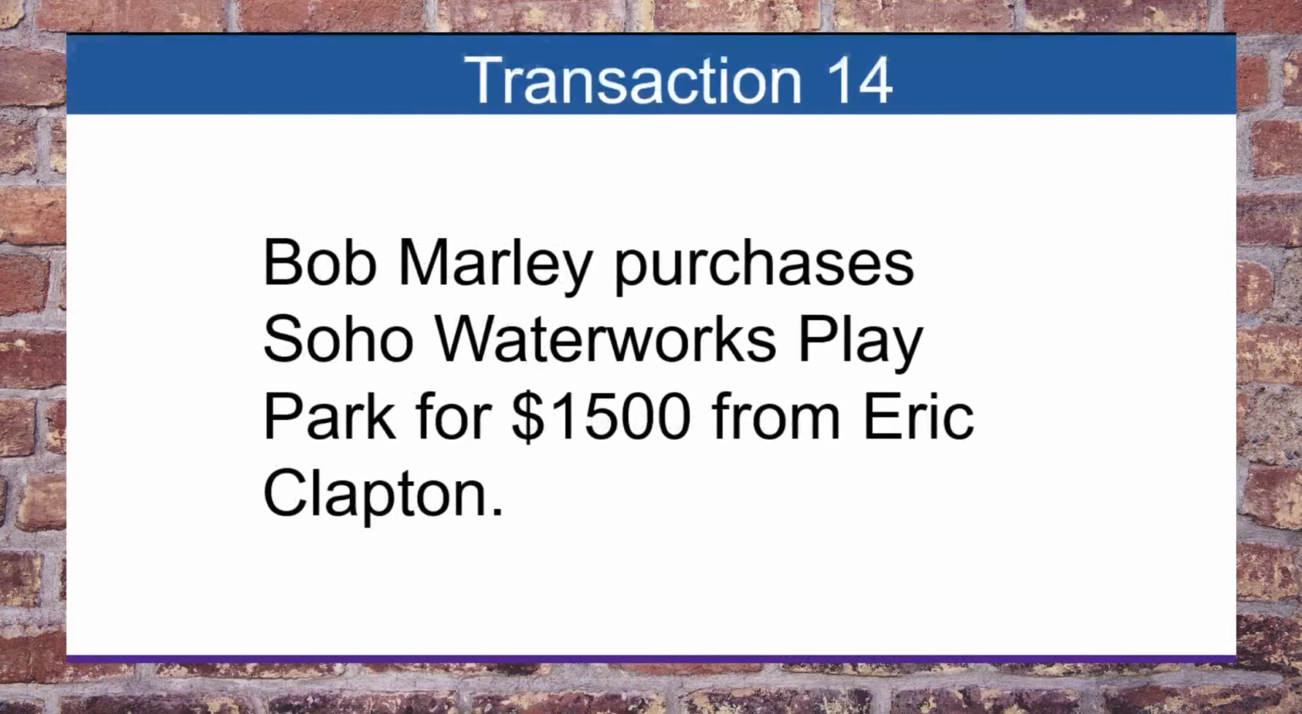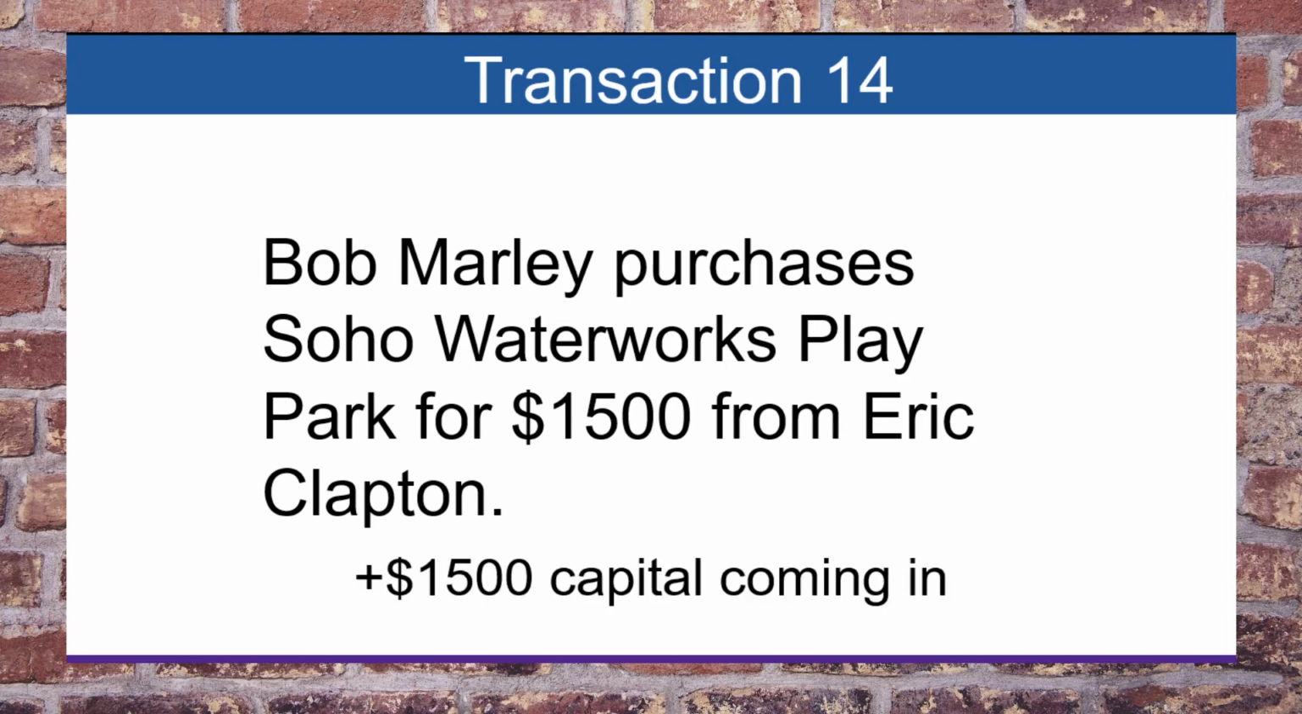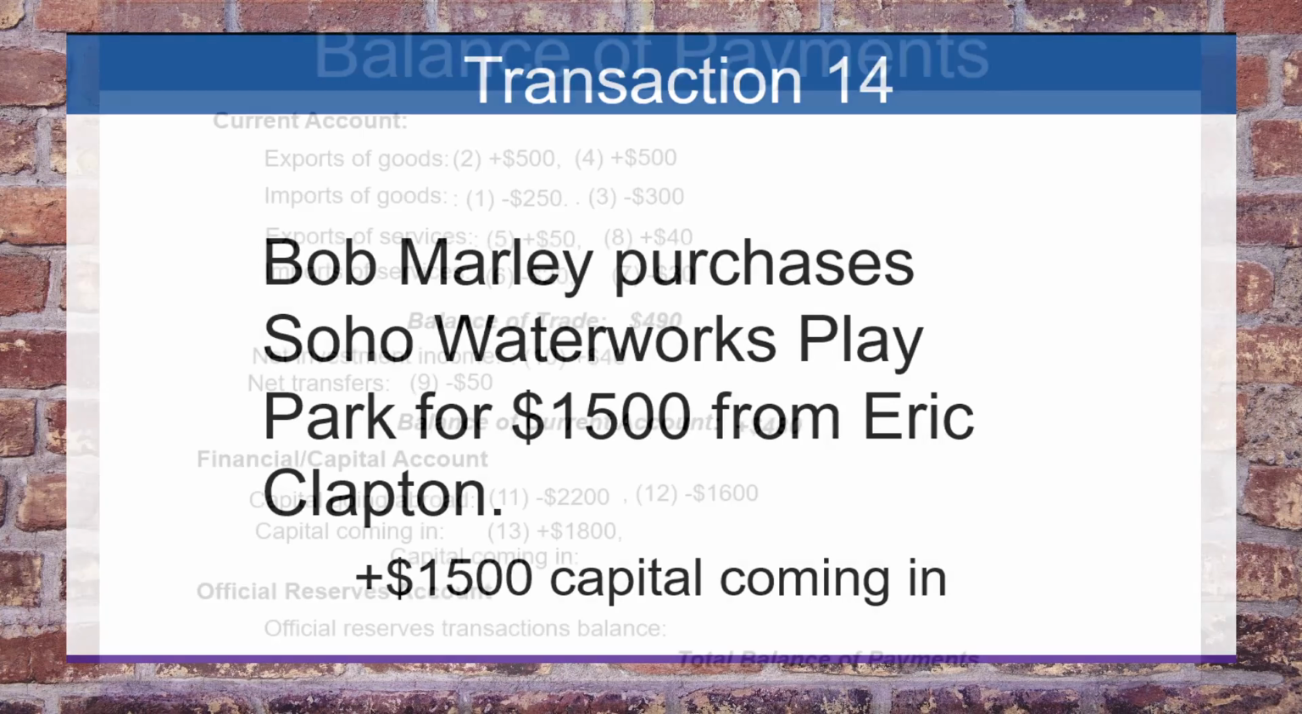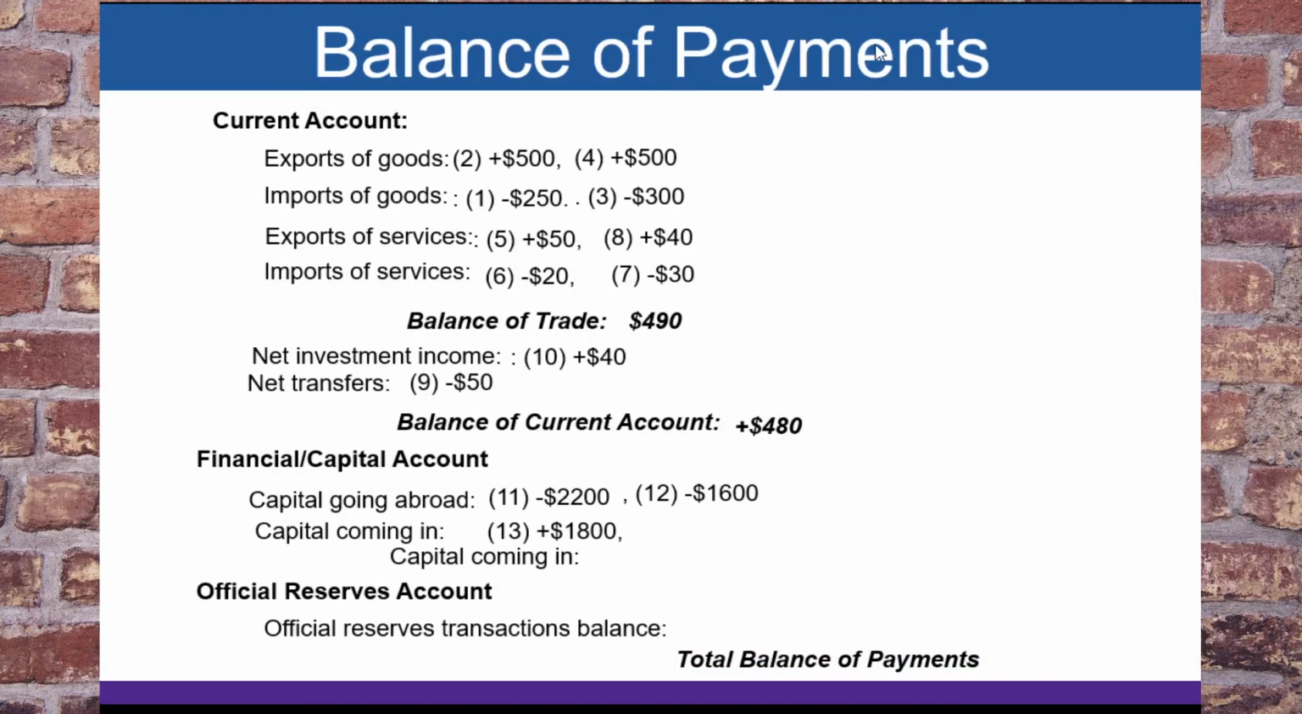So we have Bob Marley purchases Soho Waterworks Play Park for $1,500 from Eric Clapton. Do I need to tell you that Bob Marley is Jamaican and Eric Clapton is English? If I do, then we need to do some extra help after school on music, right? So we have that transaction, which means $1,500 is coming in. Again, let's go back to our balance of payments, and we have the $1,500.